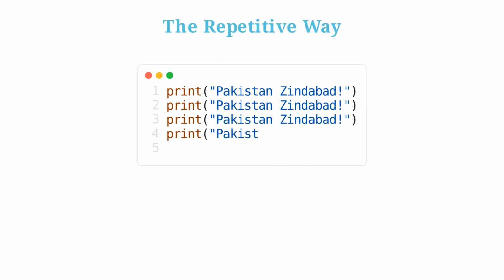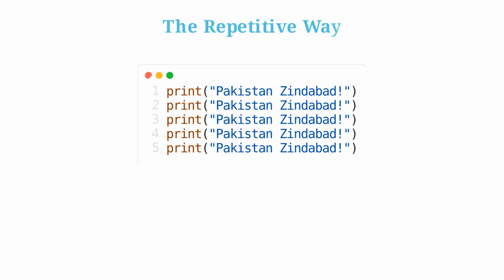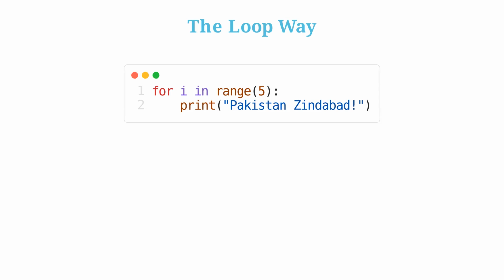Let's say we want to print Pakistan Zindabad 5 times for Independence Day decorations. Without loops, we'd have to write this same line 5 times. That's a lot of typing. But check this out. With a for loop, we get the exact same output with just 2 lines. This is the magic of loops, and they make repetitive tasks super easy.